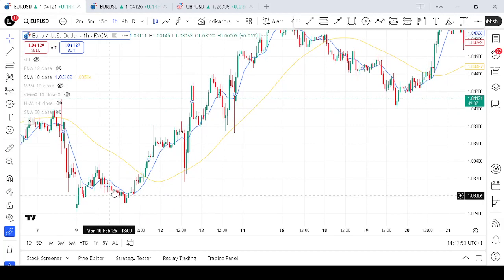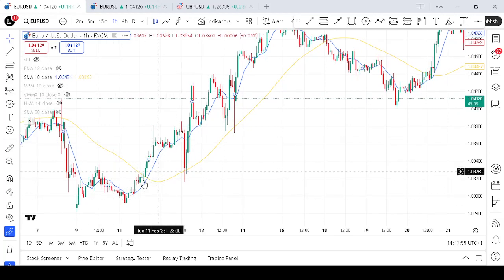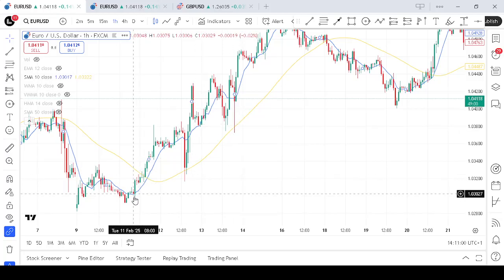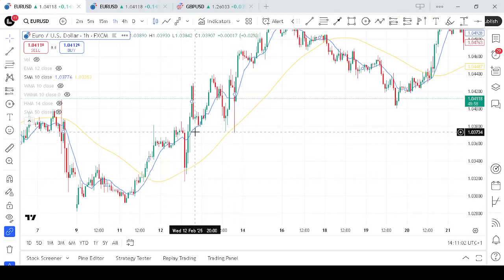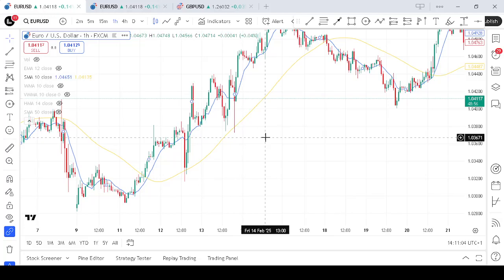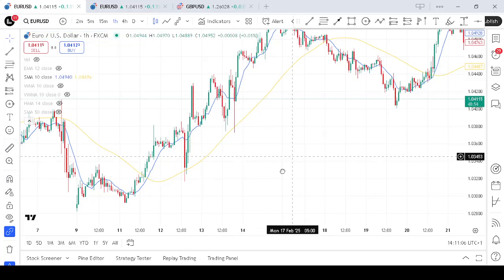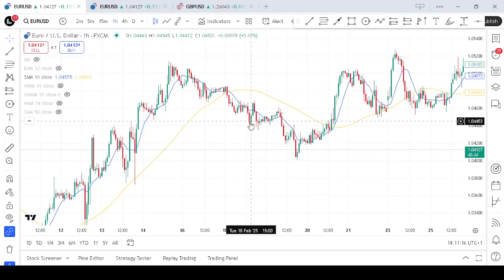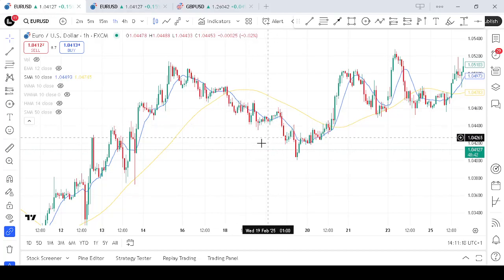This is the short term. The blue line crosses above the long term. The long term, this is the 50 moving average. When the short term crosses above the long term moving average, it signals buying opportunity. Conversely, when it crosses below the long term moving average, it signals selling opportunity. The crossover strategy helps you make more informed decisions based on trend changes.